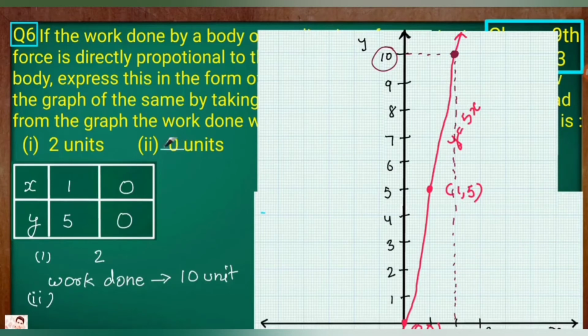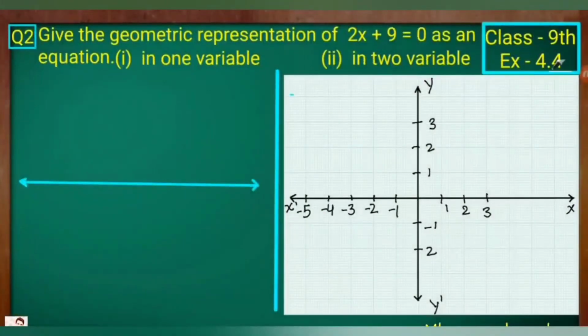Now the second part is 0 units. So here x equal to 0 means y is also 0, is it? So the work done when the distance covered is 0 units is 0 units. Okay, that's it. Let's see the next question.